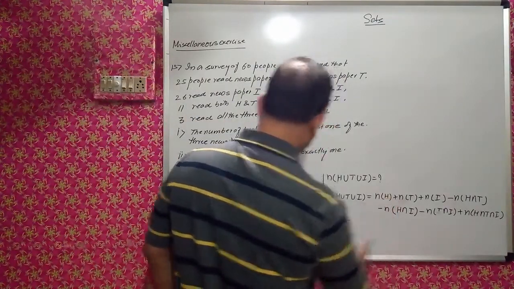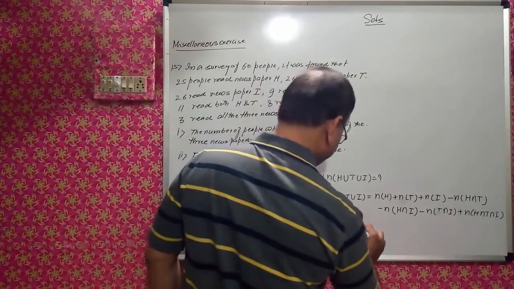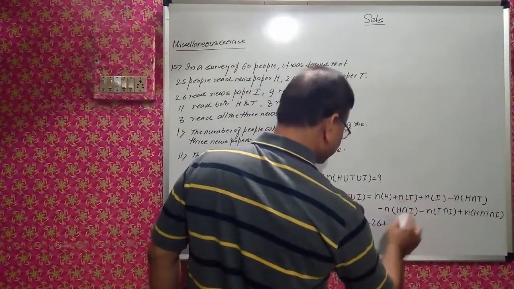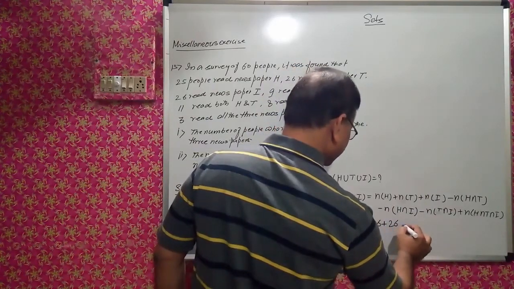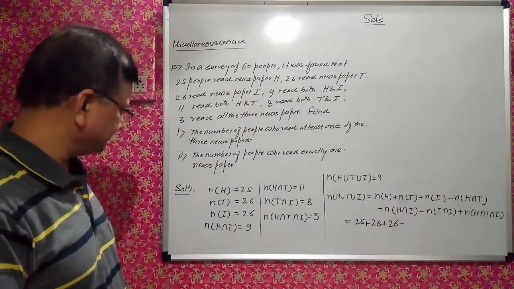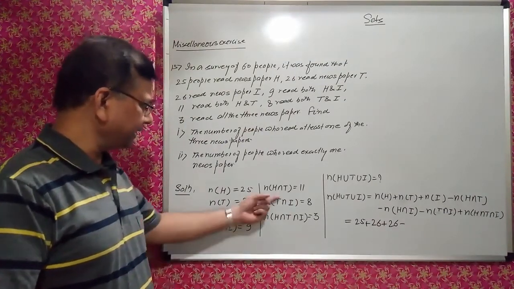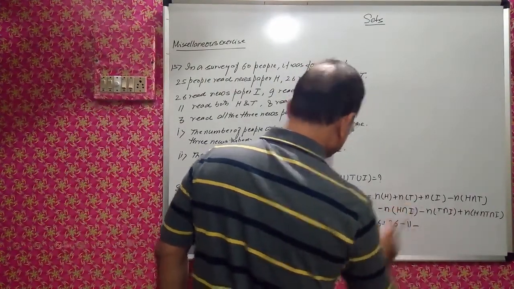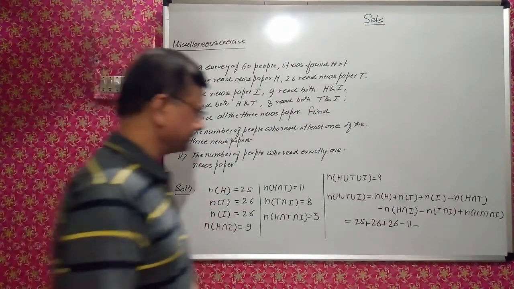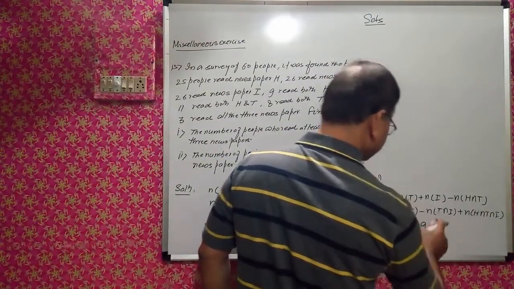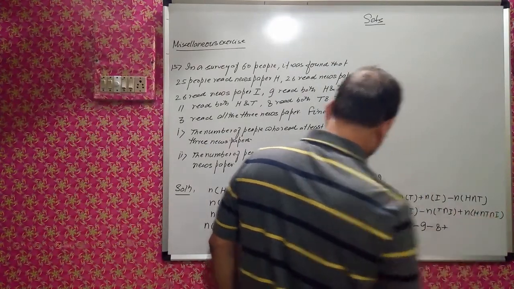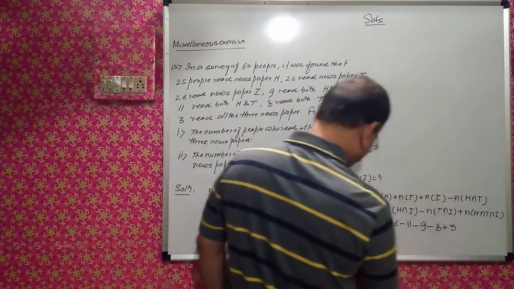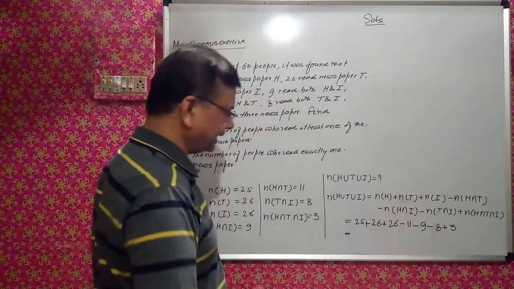See, NH is 25, NT is 26, plus NI is again 26, minus NH intersection T, that is 11, minus NH intersection I, that is 9, minus NT intersection I, plus NH intersection T intersection I is 3. Now we will find the value of this.